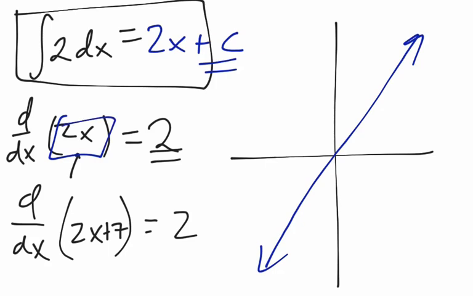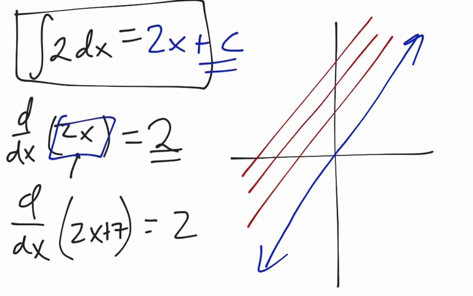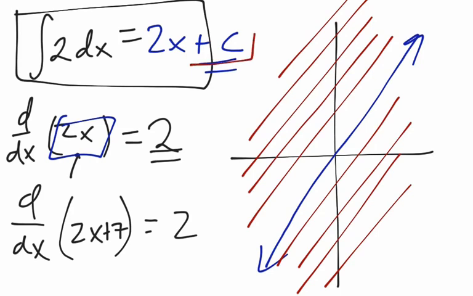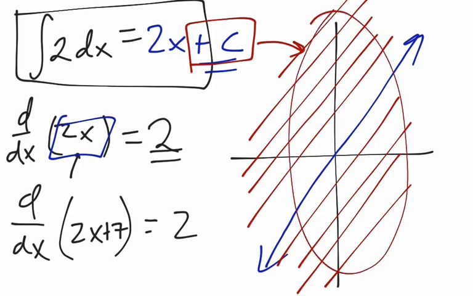But really, any vertical translation of this line, all the derivatives of all of these lines are all 2. And so what happens is this plus c just becomes a vertical translation of some parent function. In this case, it's 2x. But that's why we have to include the plus c, because I can shift any original function up or down by a constant and still get the same derivative.